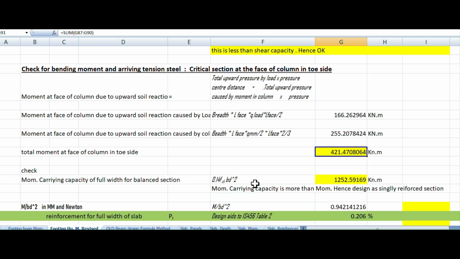For checking these things, the moment carrying capacity of the full section is 0.14 into fck bd square. This is a normal formula used in IS 456. This bending moment capacity is 1252, so this is well above the available moment, so no problem. So we can calculate the reinforcement.